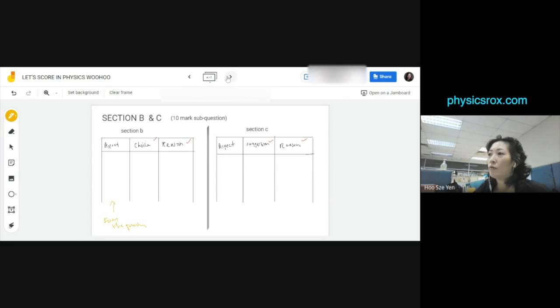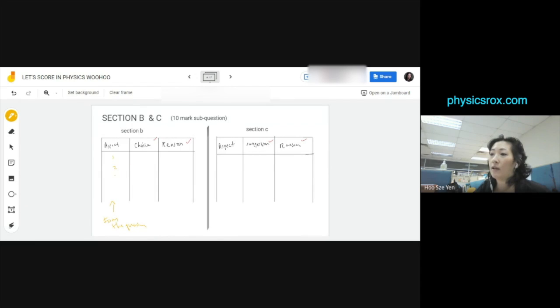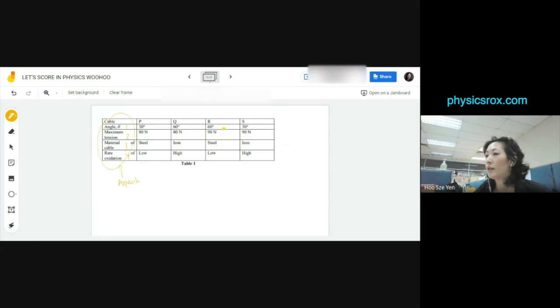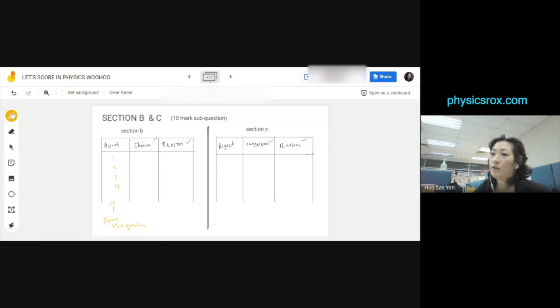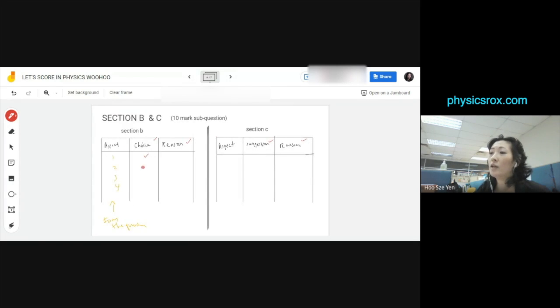So you write down, then you count and see how many there are. Angle 1, maximum tension 2, material of cable 3. Oh, got 4: 1, 2, 3, 4. You write the aspects 1, 2, 3, 4 inside here. Then for your choice, you write which one you chose: bigger or smaller, how much tension, steel or iron, high or low rate of oxidation. You write your choice here. Then you must write your reason why you chose that one.